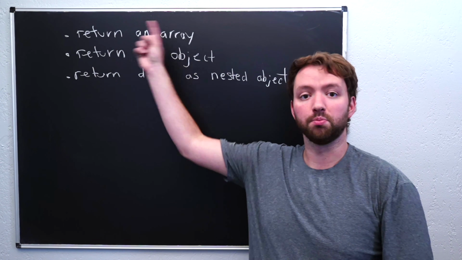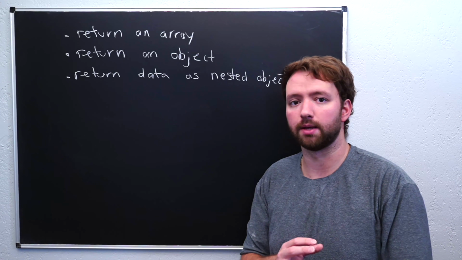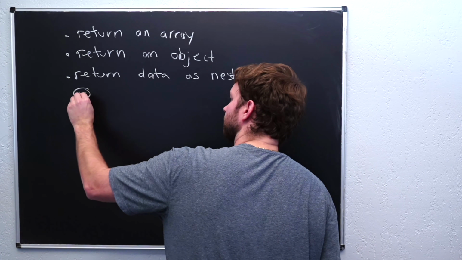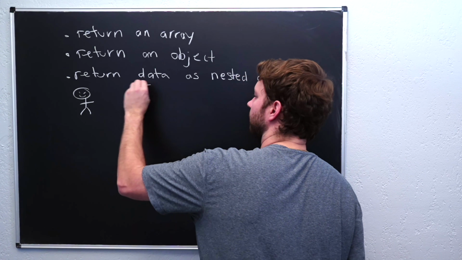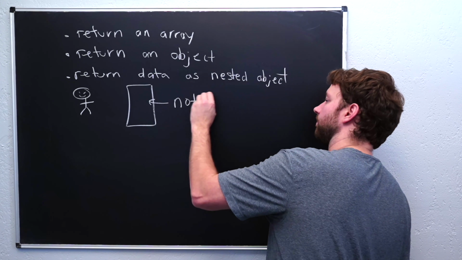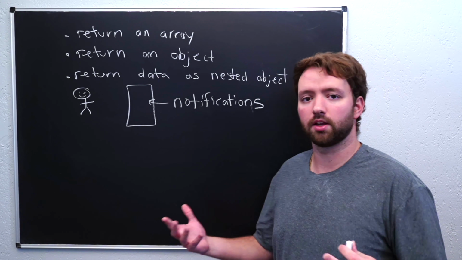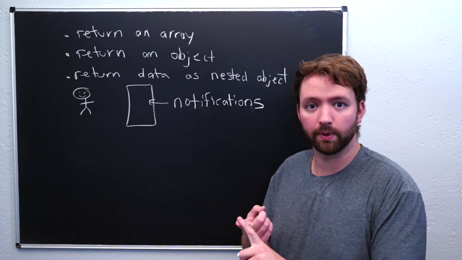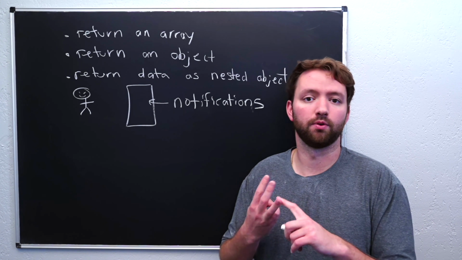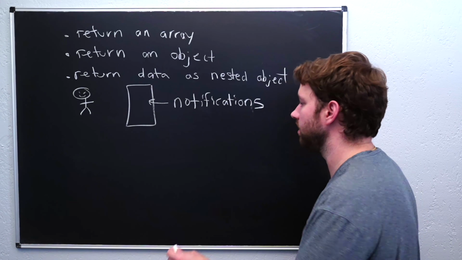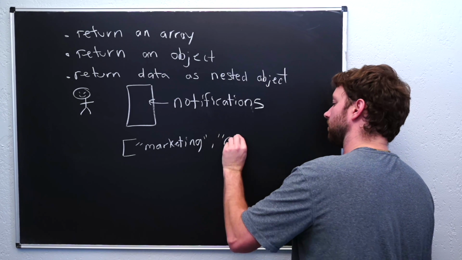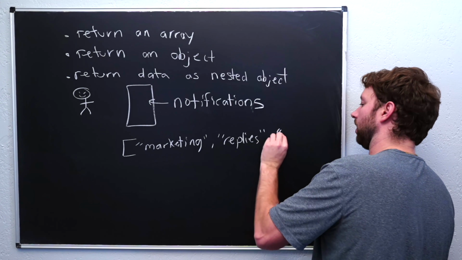While it's technically possible to just return an array directly from an API, it's not considered best practice. For example, let's say we had users on our app and they were able to configure their profile settings. One of the things on here was notification settings. Let's say they could get notifications for marketing information, notifications for any replies to their comments, and notifications for security issues with their account. So these might be in an array where we have marketing, replies, and security.